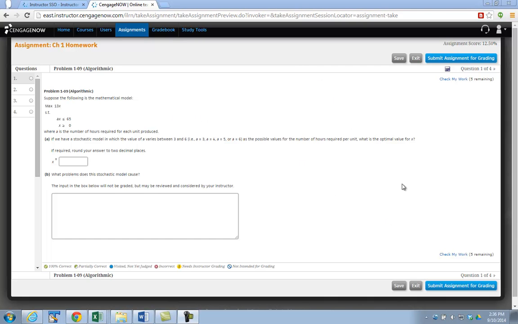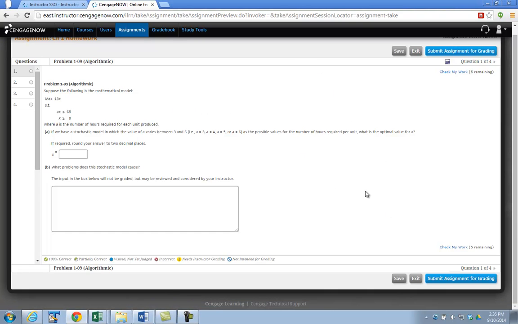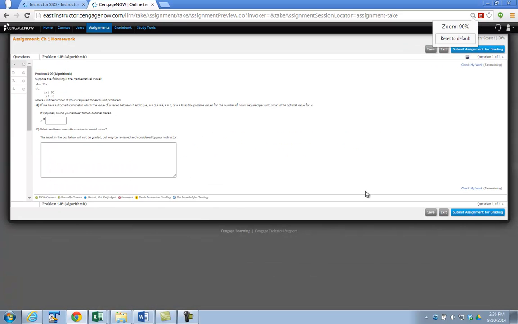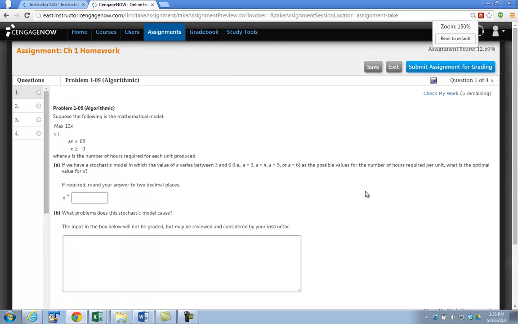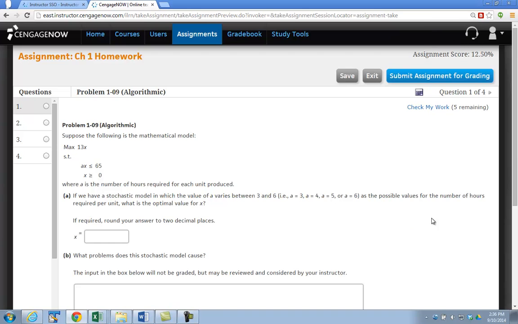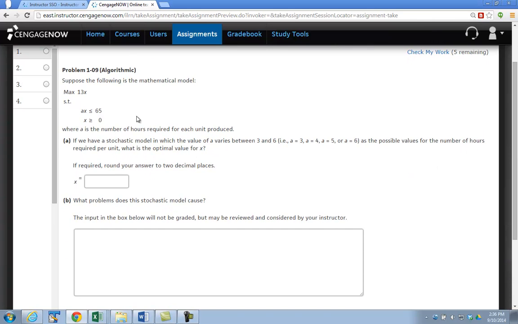If I can make this bigger. There we go. So suppose the following mathematical model: maximize 13x, subject to the constraints AX less than or equal to 65, and x has got to be greater than or equal to 0, where A is the number of hours required for each unit produced.